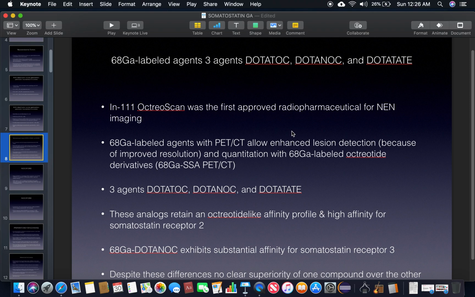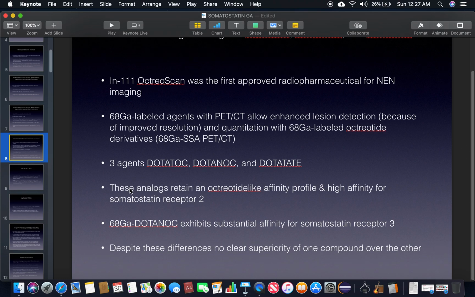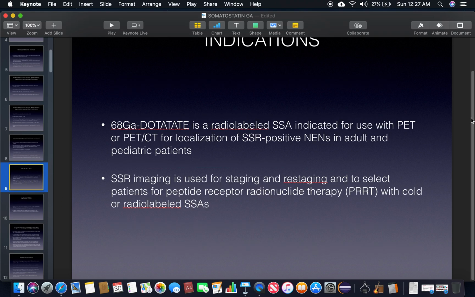A brief word about indium octreoscan, which was the first agent that was approved for neuroendocrine tumor imaging, and then subsequently the gallium-68 labeled agents with PET CT. They are much better because they provide better resolution and quantification. There are three agents that have been found useful, and they are similar in almost all respects. Two of them have a higher affinity for somatostatin receptor 2, whereas the DOTANOC has affinity for somatostatin receptor 3. Despite these differences, no agent is better than the other, so they all have similar activity and usefulness.